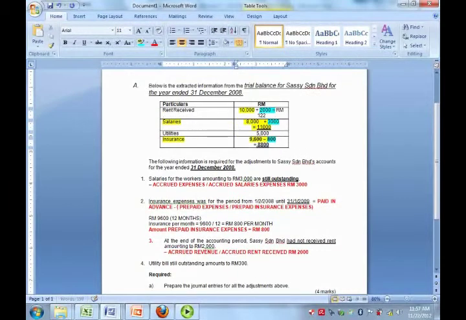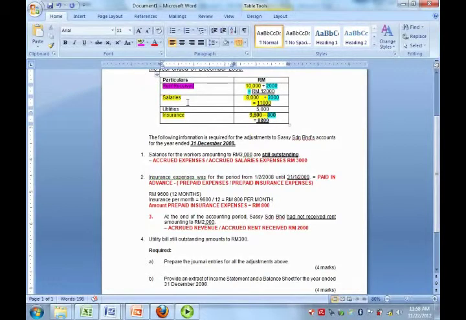Yes, RM 12,000. So when you want to enter it, is it revenue or expenses, class? Rent received. Revenue. So in your income statement, you must state it as 10,000 or 12,000? 12,000, the new amount after you add your accrued 2,000. Clear? Next, last, class, utilities.